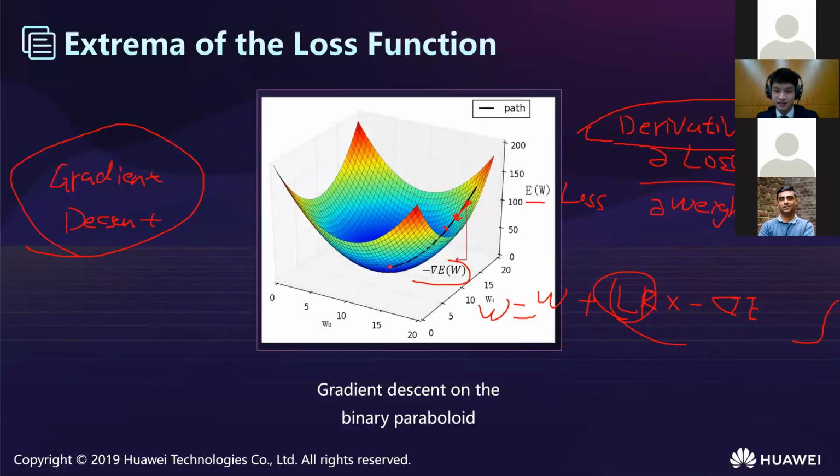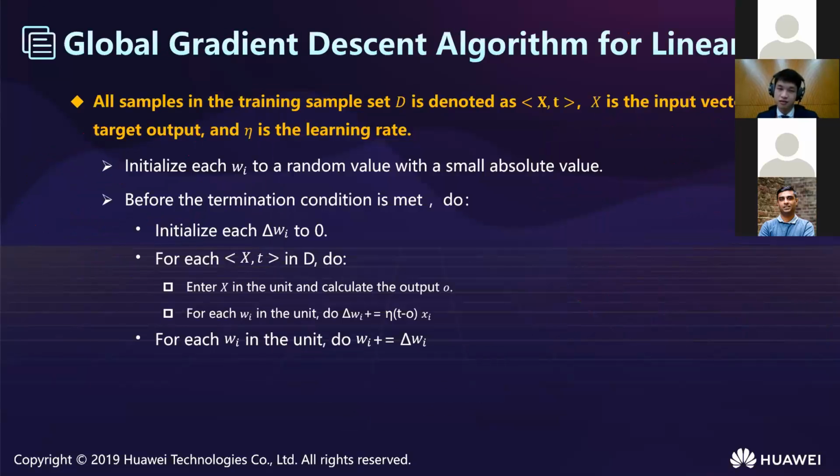Okay. Then we use gradient descent, and there are lots of gradient descent algorithms. The first one is called the global gradient descent algorithm. That means when we train the model one time, we use all the training data. We calculate the gradients of all the training data, and then we update the weights one time.